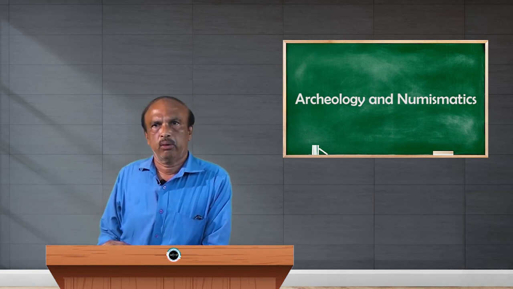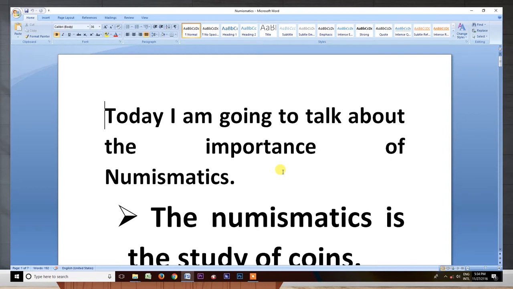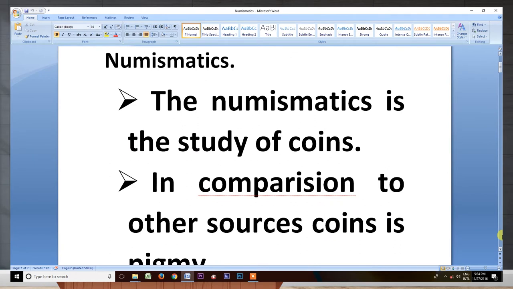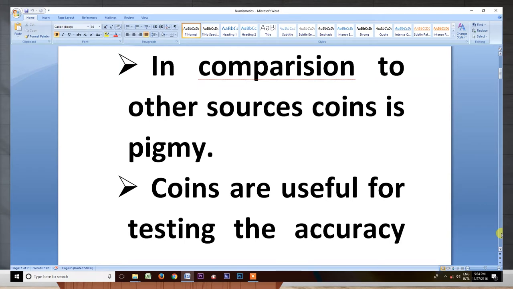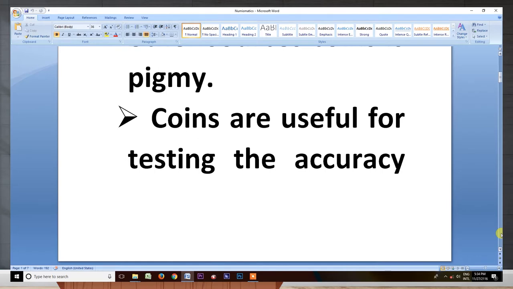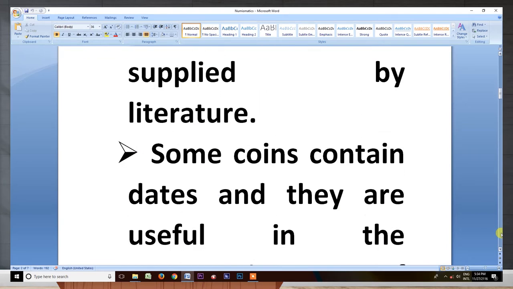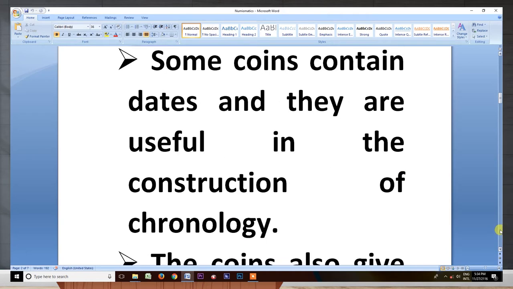Hello, my students. Now I am going to talk about the importance of numismatics in the sources of Indian history, and how numismatics is important to the writing of Indian history. Numismatics is the study of coins. In comparison to the other sources, coins are a pygmy. Coins are useful for testing the accuracy of the information supplied by literature. Some coins contain dates and they are useful in the construction of chronology.